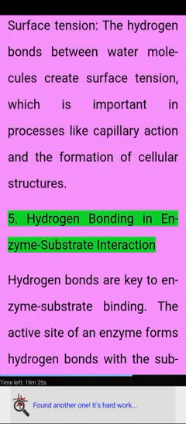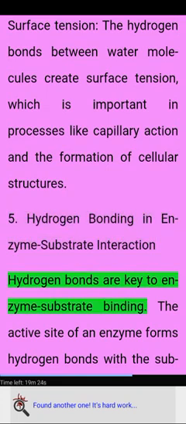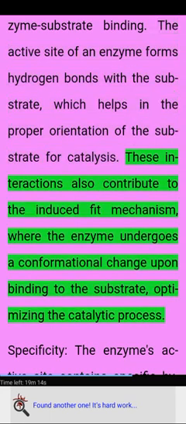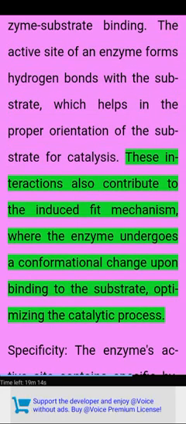5. Hydrogen bonding in enzyme-substrate interaction. Hydrogen bonds are key to enzyme-substrate binding. The active site of an enzyme forms hydrogen bonds with the substrate, which helps in the proper orientation of the substrate for catalysis. These interactions also contribute to the induced fit mechanism, where the enzyme undergoes a conformational change upon binding to the substrate, optimizing the catalytic process.